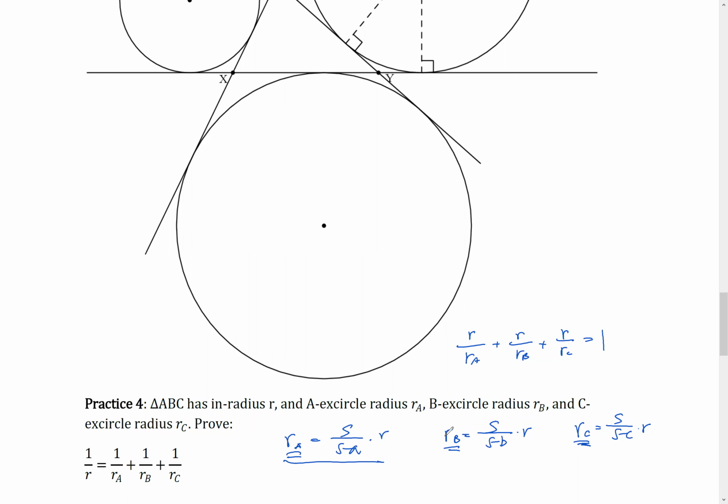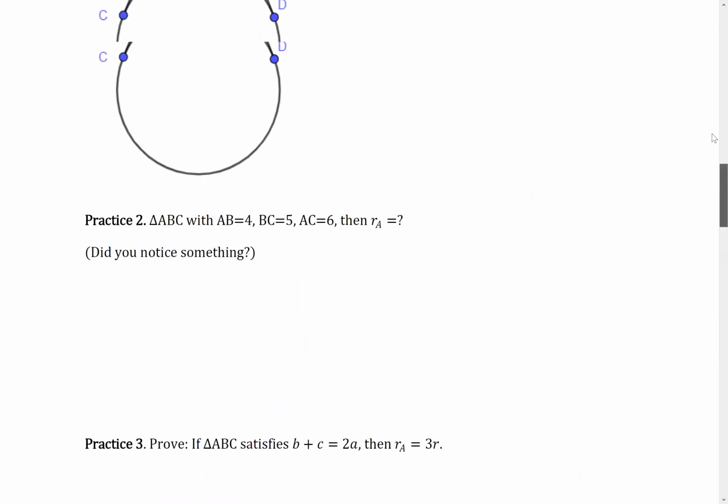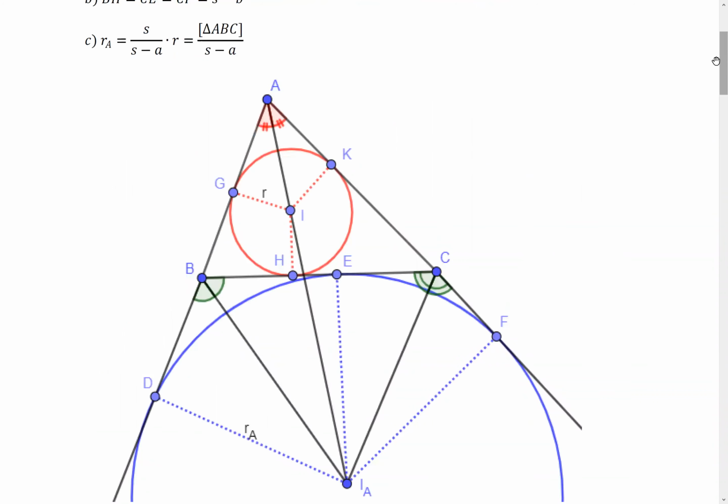All right, next time we should look into something about the area, just in case it's something about the fact that the excircle radius has some area going on here. We should look into this next time. All right, hope you have fun, and I will see you next time.